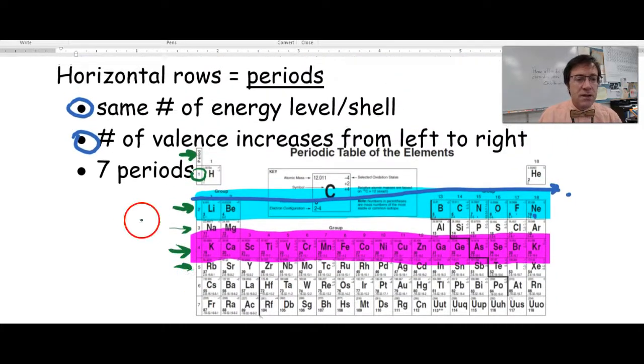And then, so here's the deal. If the number of valence electrons for each one of these elements is different, what can you tell me about the chemical and physical properties of all the elements in a period? Are they similar or are they different? Well, different number of valence electrons, different chemical and physical properties. You already knew that, right?